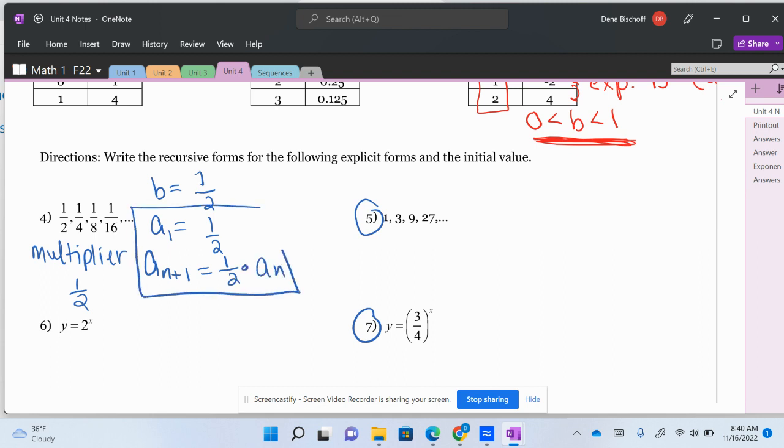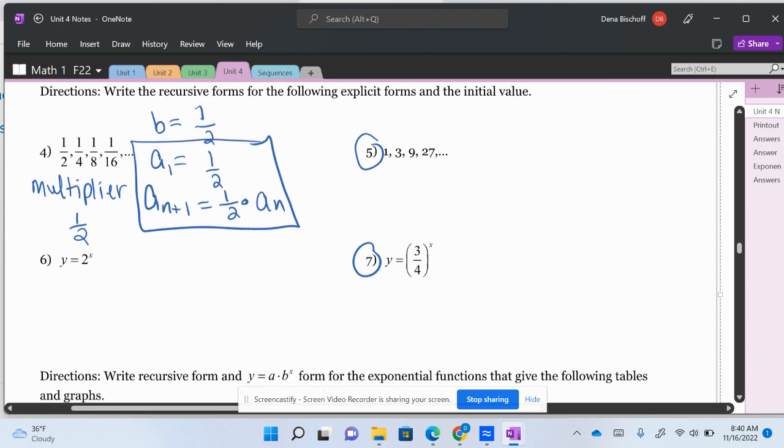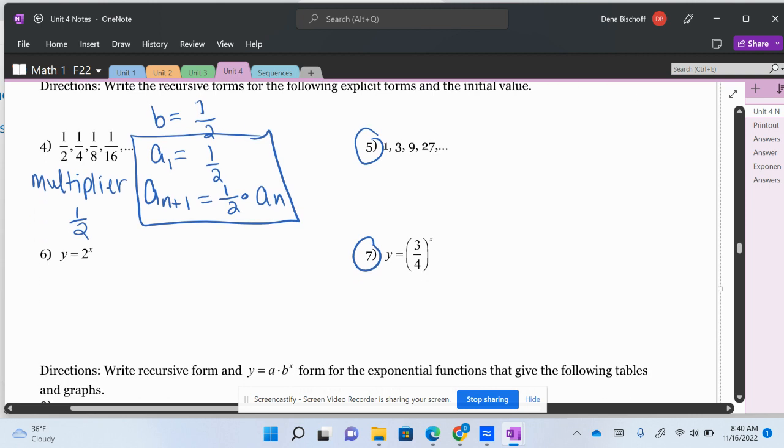This is the recursive equation. You have to include the first term in your recursive equation, and that's all you have to do. Just know what the multiplier is, okay? So number 5 is just like number 4. You just have to find the multiplier. Number 7 is going to be just like number 6, okay?